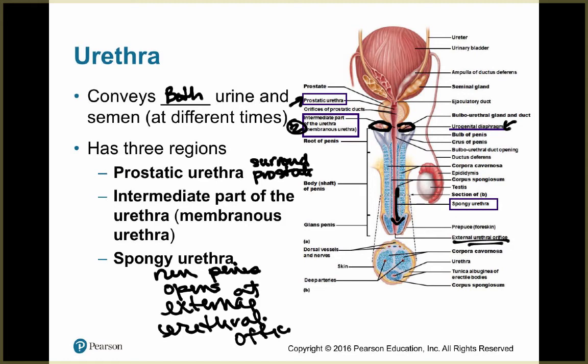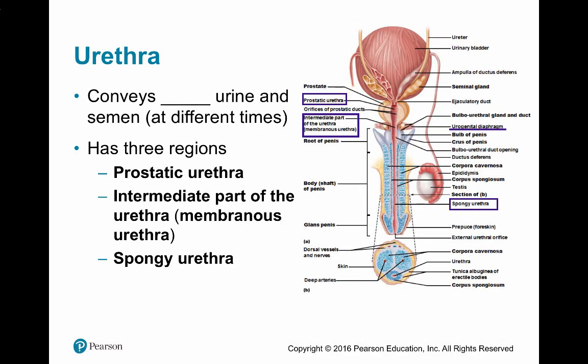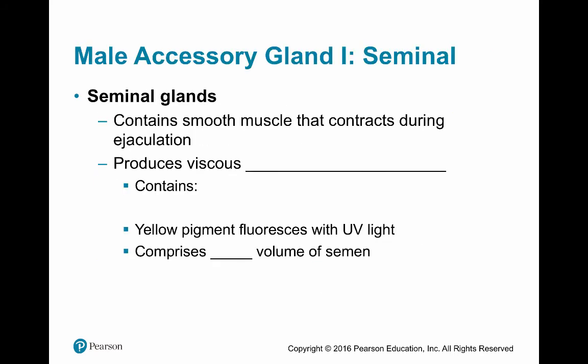So I mentioned the prostate gland, right? And so there are a lot of accessory glands that help with both nourishing the semen or the sperm, and to help move it through and give everything that it needs to work correctly. So let's talk about the male accessory glands, and we're going to start with the seminal gland first.